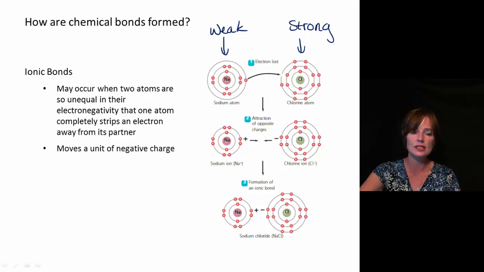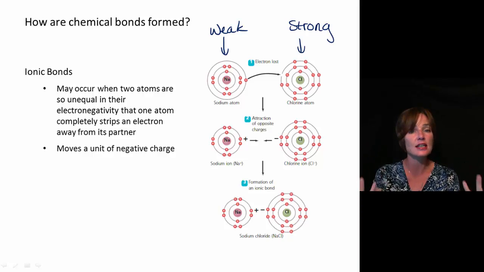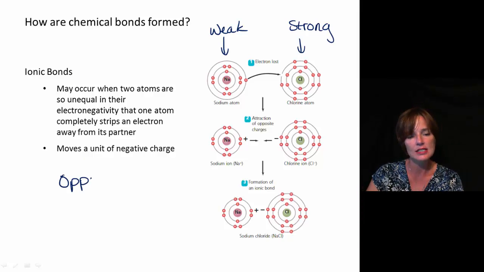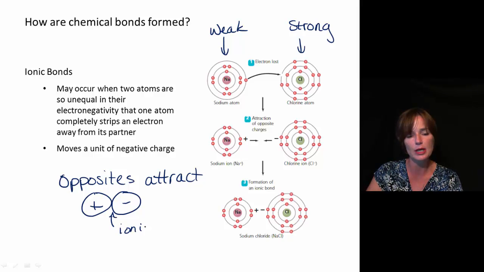When they do that, we've moved the negative charge over, but opposite charges attract, and this positive one will be attracted to the negative one, and they'll basically just stick together. So opposites attract. That is a theme that we want to keep in mind for the entire semester. So opposites attract, and we're talking about positive is attracted to something that's negative. So the two are going to stick, and that sticking is your ionic bond.